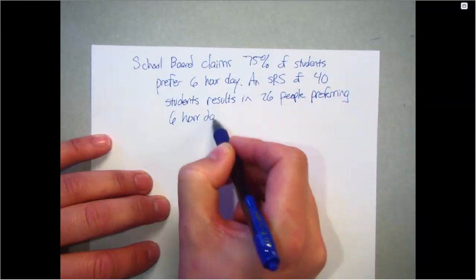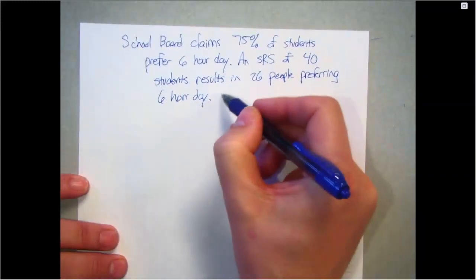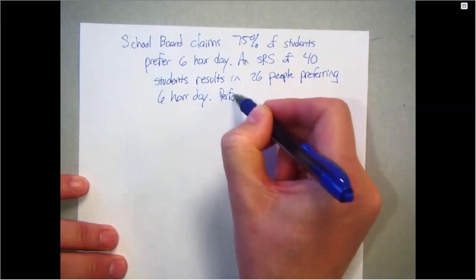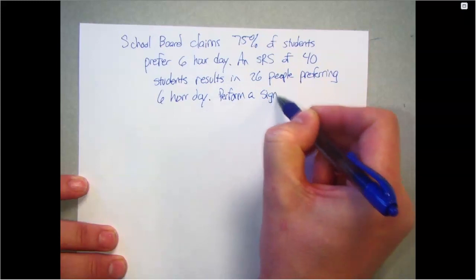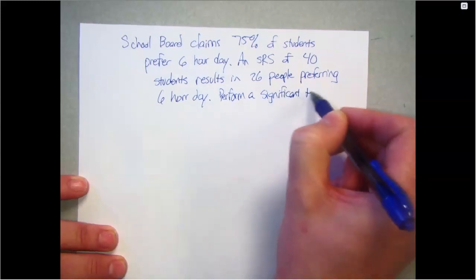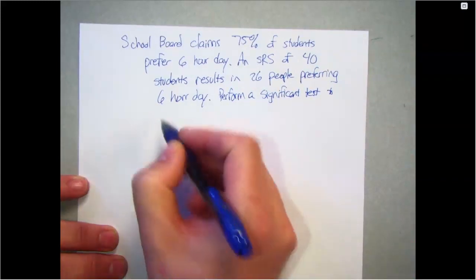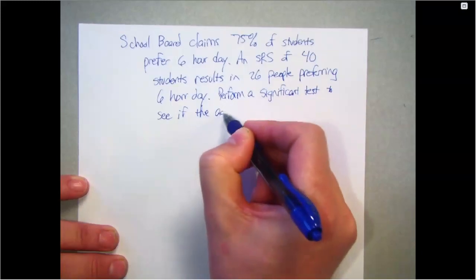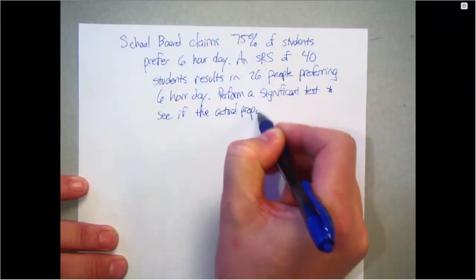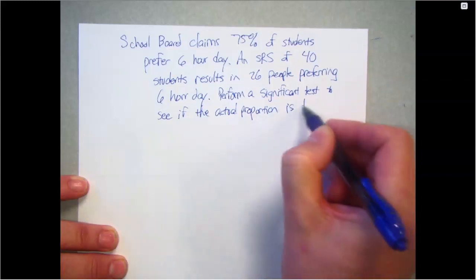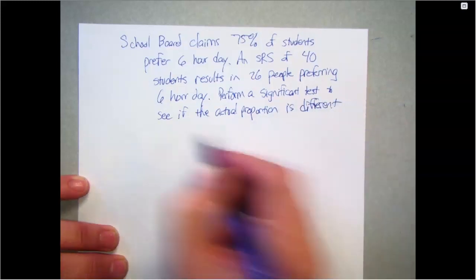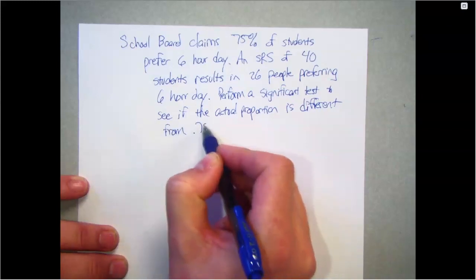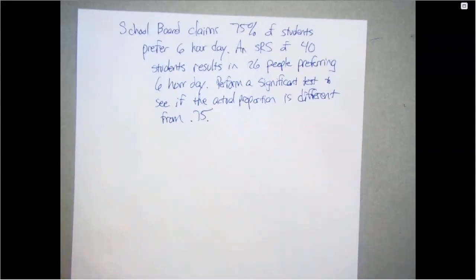Then the question would say something like, perform a significance test to see if the actual proportion is different from 0.75. So is that a one-sided with the less than or the greater than, or is it a two-sided with the not equal? That's a two-sided because I'm just saying see if it's different.